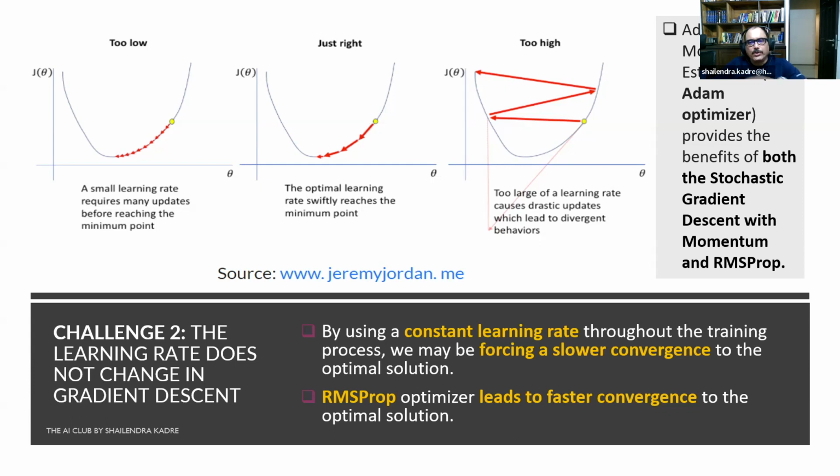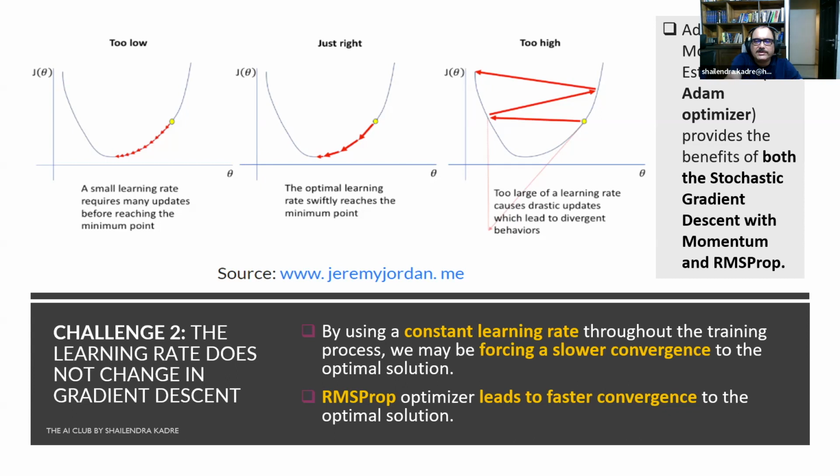Next, I'm showing you three curves with different learning rates. In the first curve, the learning rate is very low, so the ball is sliding very slowly towards the global minima, and you see the number of steps is more. Then the middle one is just right. First we are taking bigger steps, and as we reach towards the optima, we reduce the learning rate and take smaller steps.